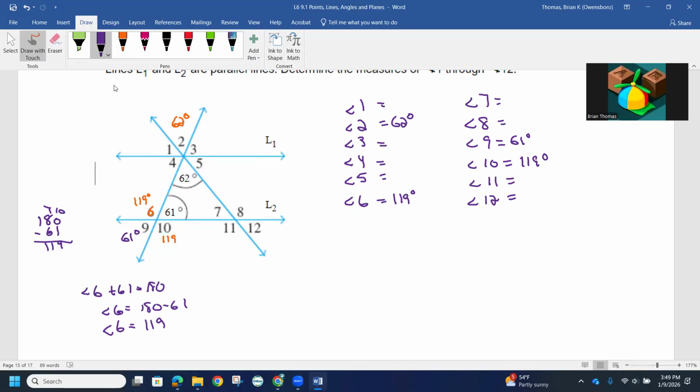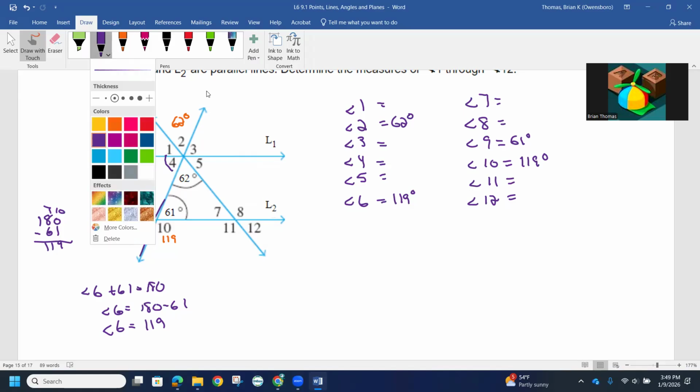When I look at this line here, it's a transversal. And we have these two parallel lines. So what I'm picking up on is this angle 4 and angle 6 are same side interior. Well, if that's 119, angle 4 has got to be 61 because we've already done that math. So angle 4 must be 61 degrees.